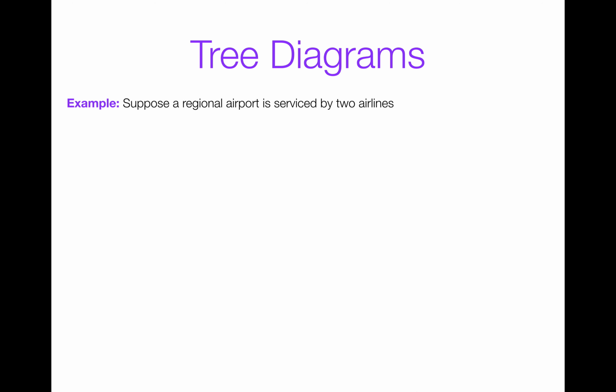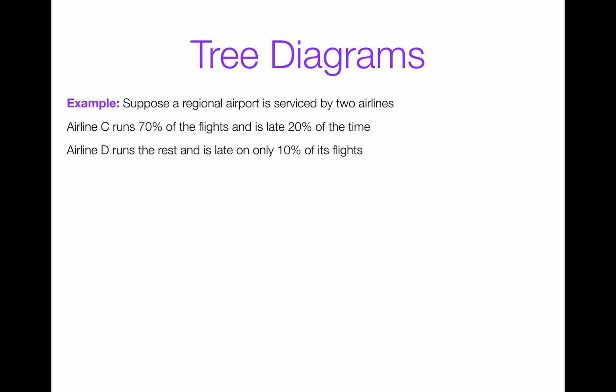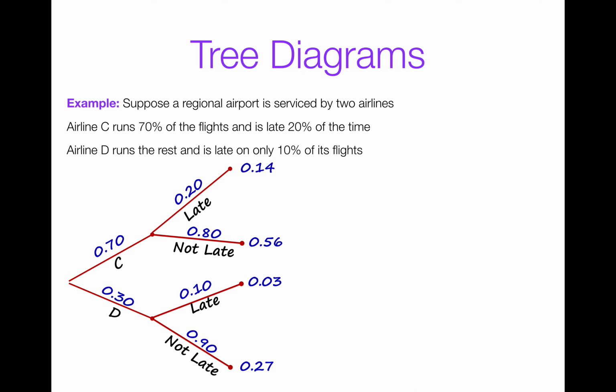So here's our example. Suppose a regional airport is serviced by 2 airlines. We have airline C. It runs 70% of the flights, and it's late 20% of the time. We also have airline D. It runs the rest and is late 10% of the time. So let's make a tree. First up, I want to know what airline is a flight from. So is it from airline C or D? 70% went to C, 30% went to D.